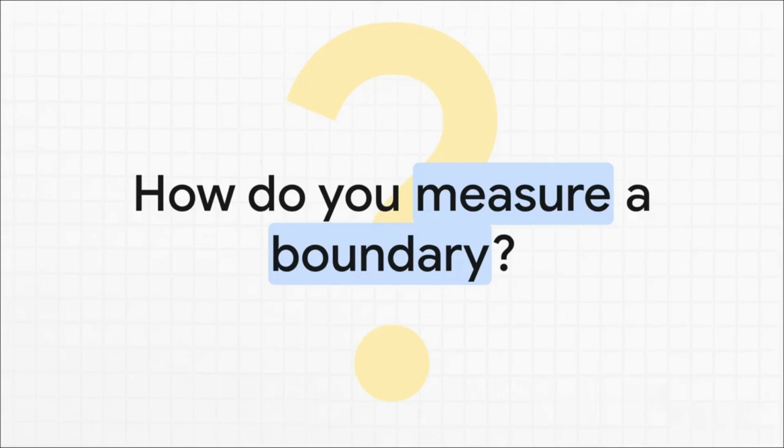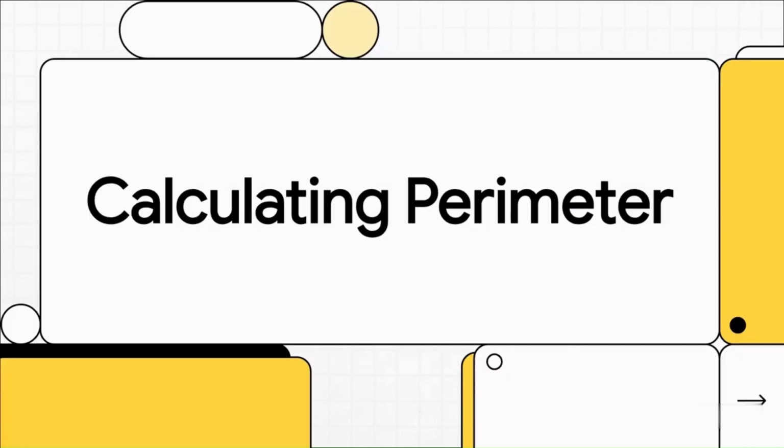You ever find yourself needing to fence a yard, or maybe frame a picture, or even just figure out the distance around a running track? At the end of the day, you're really asking one simple question. How do you measure a boundary? So in this explainer, that's exactly what we're going to do. We're building your essential toolkit for calculating perimeter. We'll take that big question and turn it into a set of simple, powerful tools you can use for pretty much any shape that comes your way.